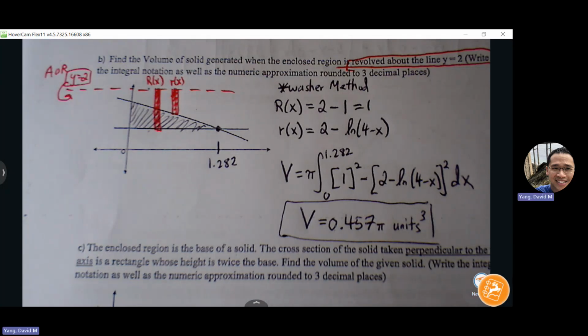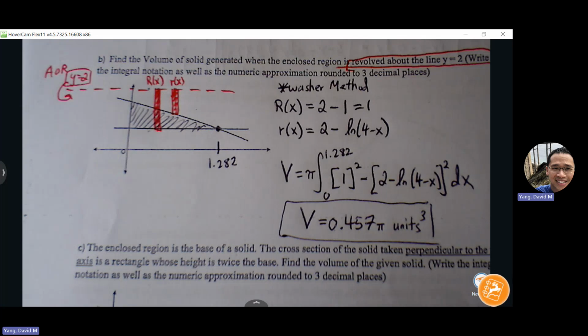Part B, that dotted line is nowhere near the flat surface of the shaded region, so it's got to be washer method. We have to build two radii. Radii are vertical, so we can use the equations that are given to us. No need to rewrite anything here. Top minus bottom for both big R and little r. The bounds will be the same as part A. And again, your bounds are only for your shaded region.